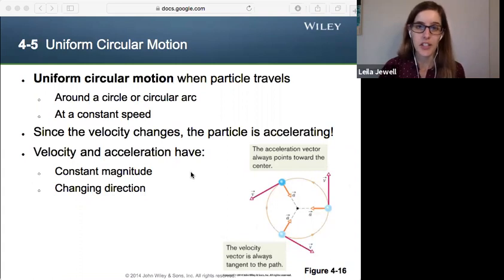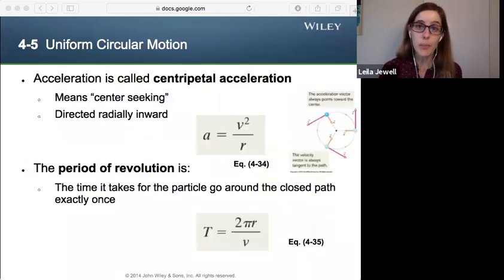So our velocity and our acceleration here both have constant magnitude, but a changing direction. The acceleration will also have that fixed value, but notice it's always pointing towards the middle, where the velocity is always pointed tangent to the path. So this is a special kind of acceleration. We call this the centripetal acceleration. Centripetal acceleration means center seeking. It's always directed radially inward at any given instant. You can get the magnitude of it with the speed squared divided by the radius r. So v squared over r.